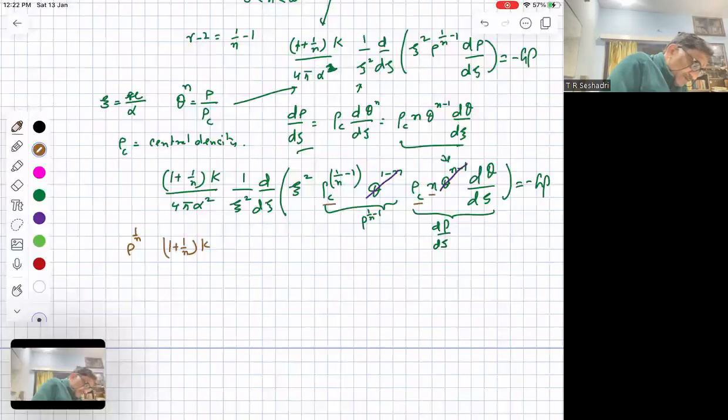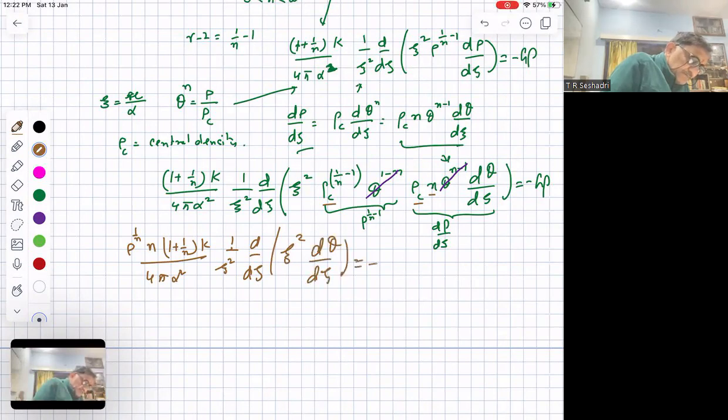This n will come out and I will have an n here, leaving me with this divided by 4 pi alpha square, 1 by xi square d by d xi, square d theta by d xi is equal to minus g rho c theta to the power n. I'm substituting for this one.